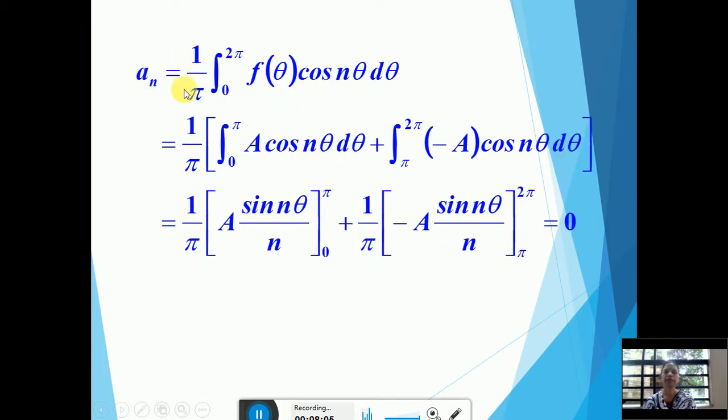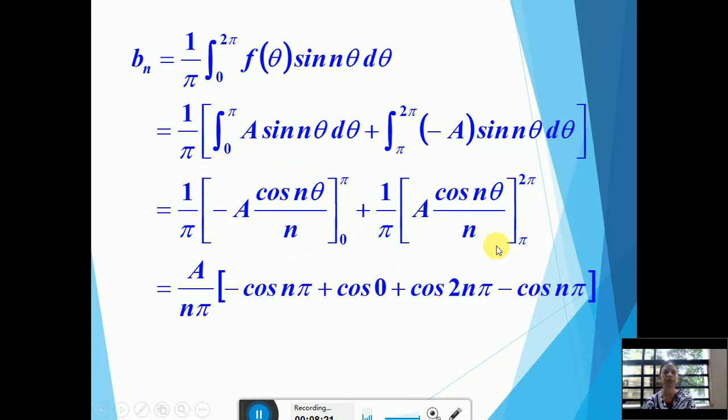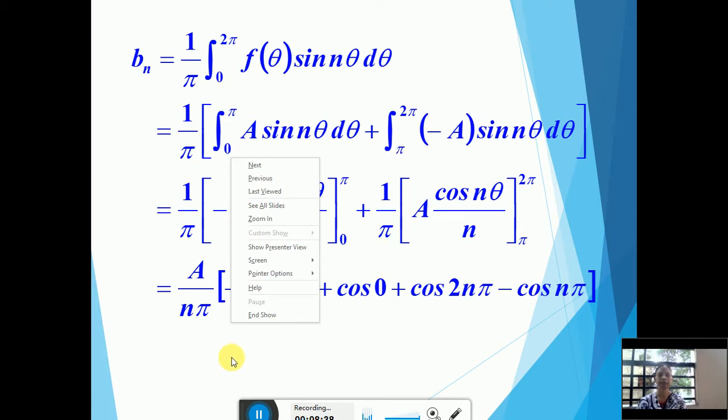Now to evaluate an, we have already seen, multiply with cos n theta. The function from 0 to pi is a, from pi to 2 pi it is minus a, and a is only a constant. The integral of cos n theta is sin n theta by n, and integrating between these limits, it becomes 0. Now to determine bn, you have to multiply it with sin n theta. The integral of sin n theta is minus cos n theta by n, and when you multiply, integrate and apply the limits, what you are getting is cos n theta by this.